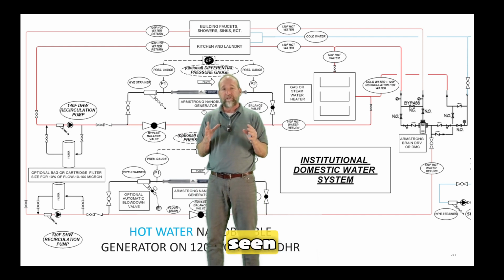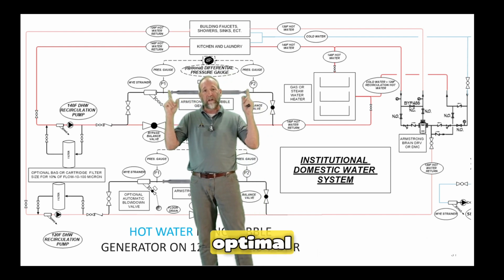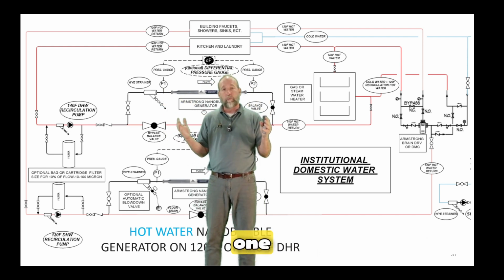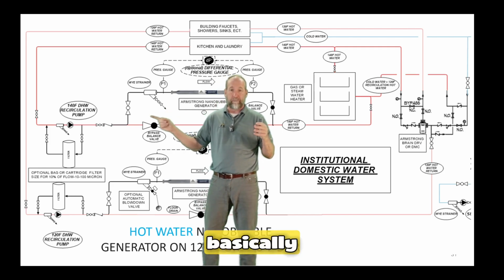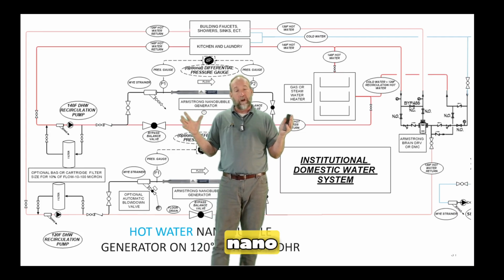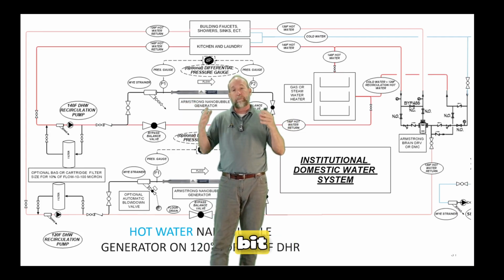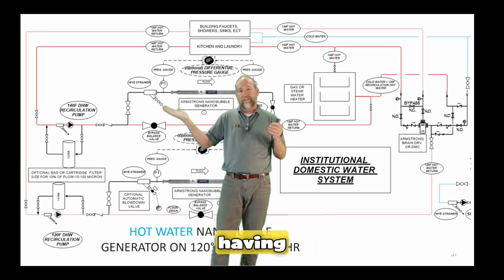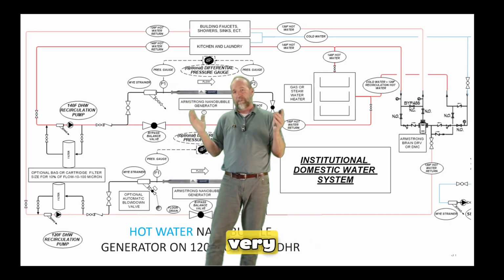Another strategy we've seen is to go ahead and open this up to the optimal flow, run it, say, for 1 day, and then shut it off. Basically, shut this valve off, open this valve wide open, and let the nanobubbles kind of just work in the system a little bit, but let them get diluted with more fresh water, less nanobubbles. By having this side stream setup, that's very easy to do.